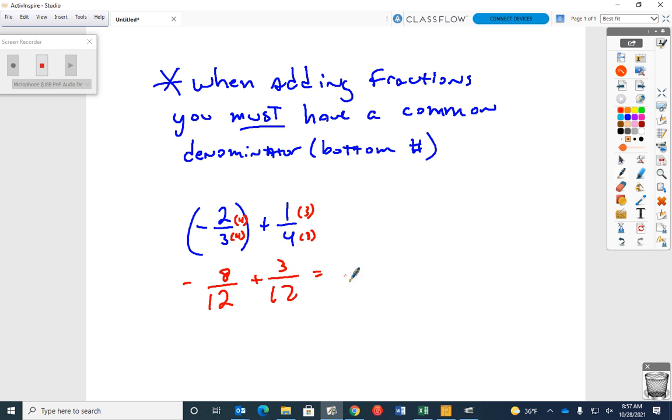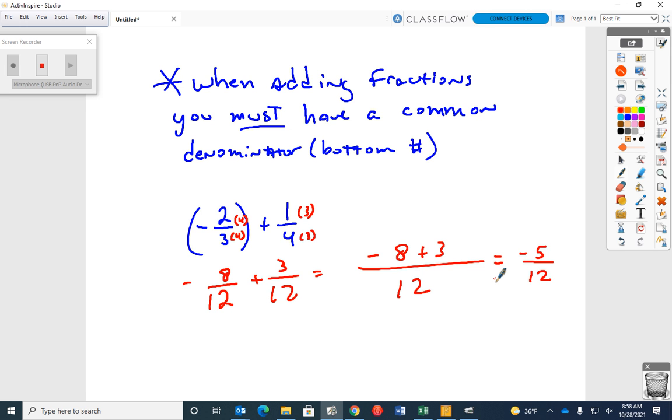Now, all of this is going to be over 12. And on top, I'm going to write negative 8 plus 3. No matter what, what's still going to be on bottom? 12. Now, these are just integers, right? Are we adding two integers here? Yeah. What's negative 8 plus 3? That means you owe 8, but you have 3. So if you owe 8 and you have 3, you owe 5. So negative 5/12 would be my answer.